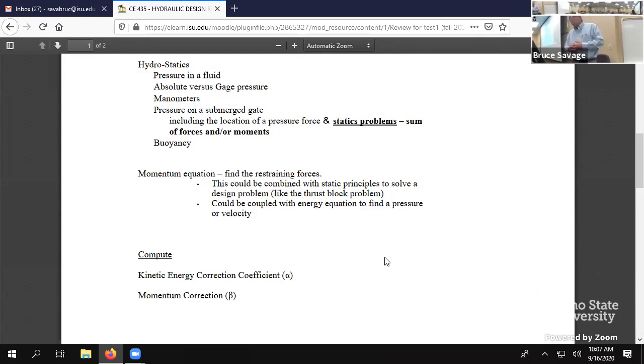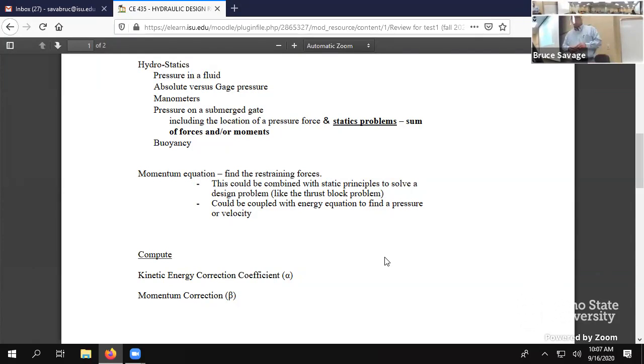Buoyancy is part of the pressures on a submerged gate or the forces. Momentum equation, find the restraining force. It could be a problem like the force on a nozzle, because you have to design the bolts, or whether the bolt's going to be strong enough to hold that nozzle on there. It could be a thrust block problem. So all these different things could be potential test problems. So understand those principles.